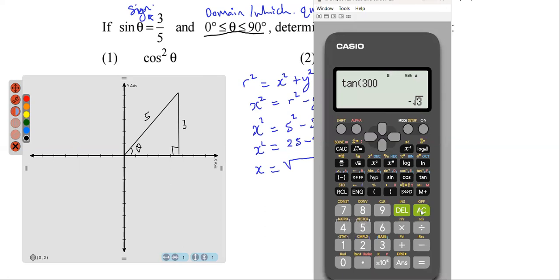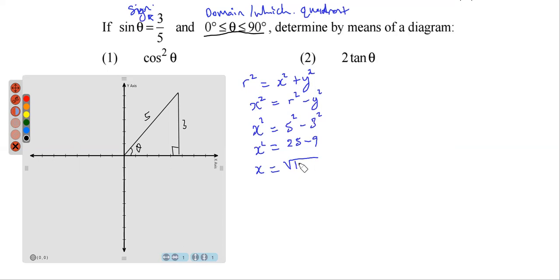So here, let's just confirm that 25 minus 9, you get 16 there. So root 16 is 4. So it means that here it's positive 4. Now, there's another thing again that you need to remember here. Let me just put 4 here in another color. Let's have a 4 there.